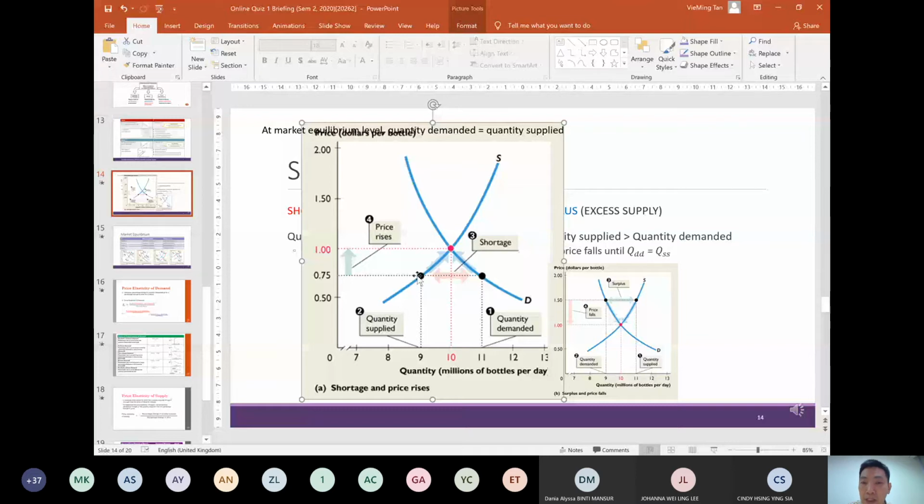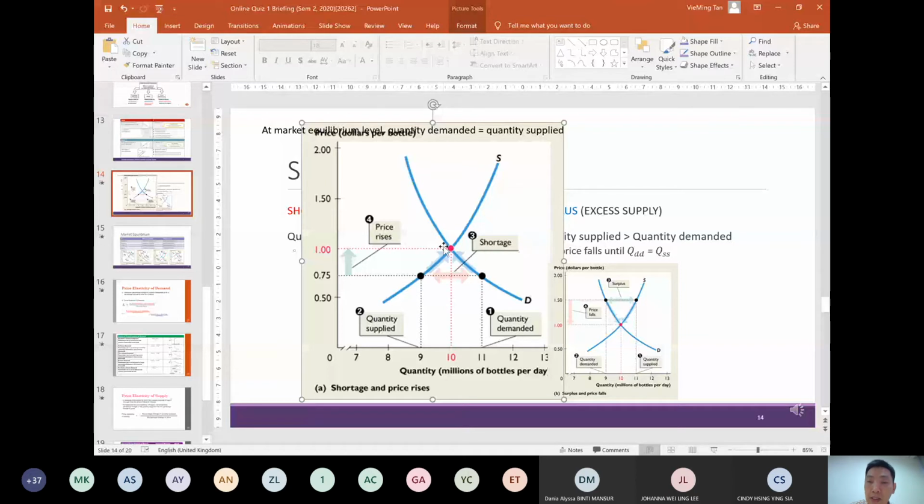So what is the meaning of this scenario? That means there is a shortage. Shortage of how much? A shortage of 2 million of drinking water. Shortage happens when the quantity demanded is more than the quantity supplied. This is not scarcity. Shortage happens at a price below the market equilibrium point.